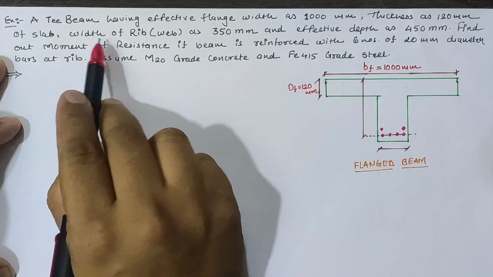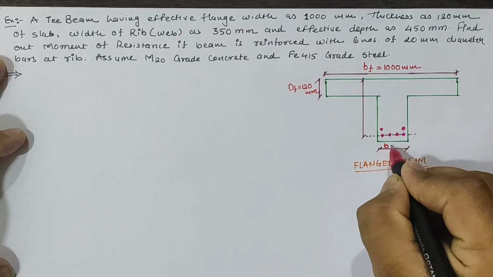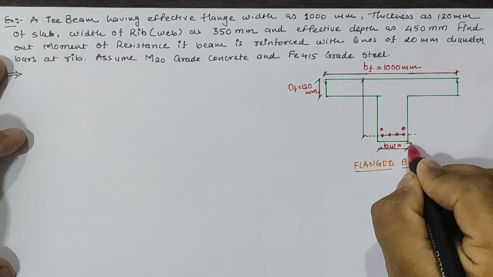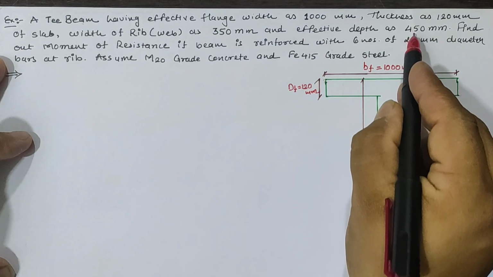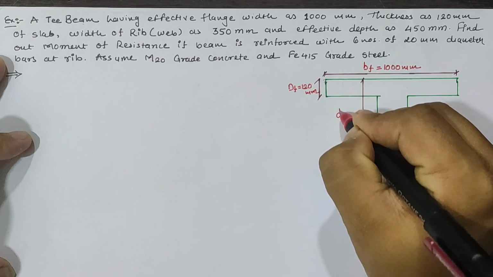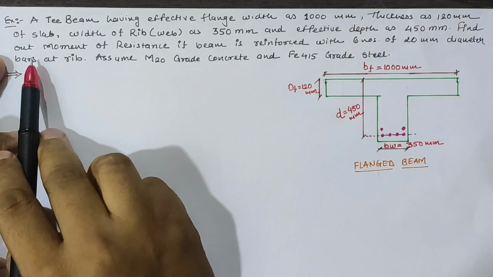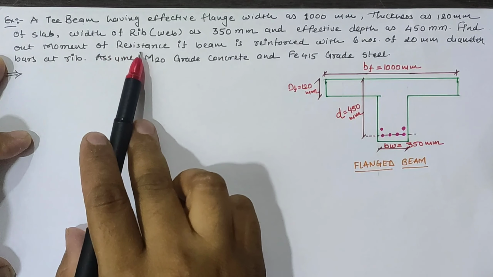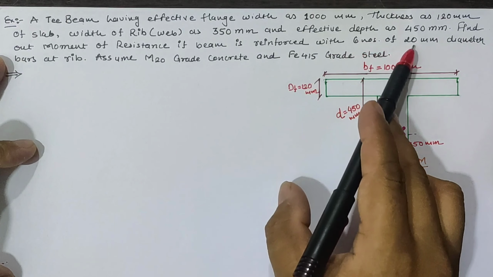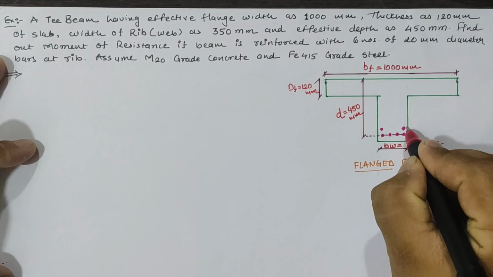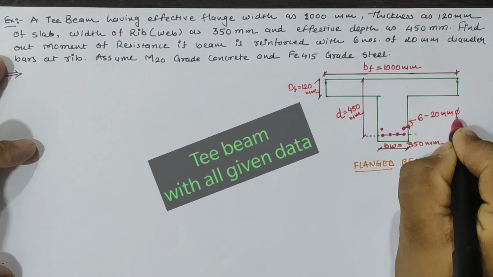Next point is the width of rib or width of web as 350 mm. It means the bottom of the T-beam is 350 mm, and the effective depth is 450 mm. The effective depth is denoted by small d, which is 450 mm. Next, we have to find out the moment of resistance if this given T-beam is reinforced with 6 numbers of 20 mm dia bar.